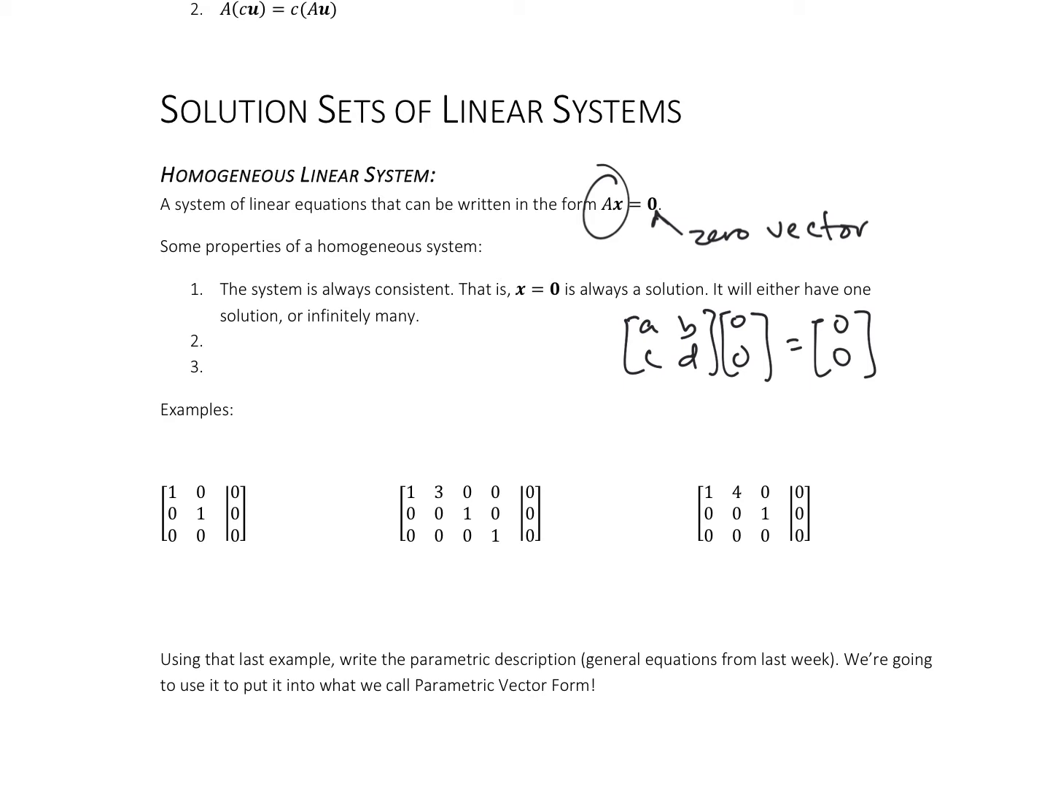Now, there may or may not be more solutions. So either there is one solution, and we actually call this the trivial solution. So the solution x equals the zero vector is called the trivial solution.